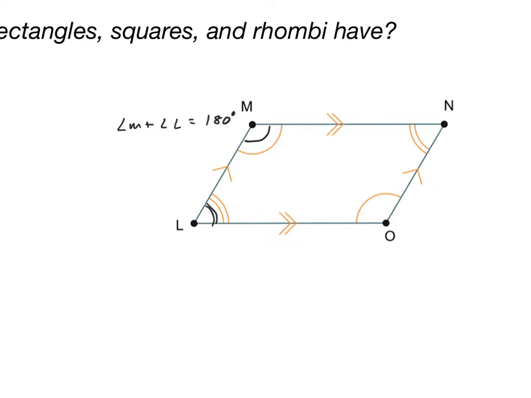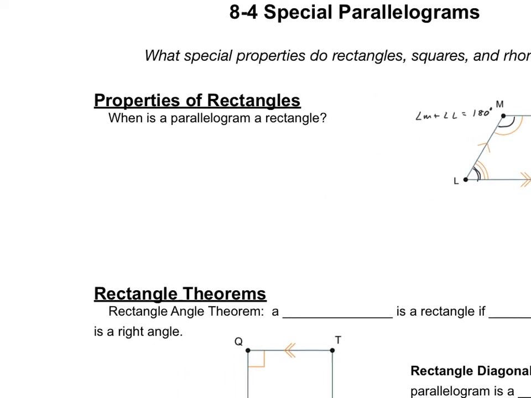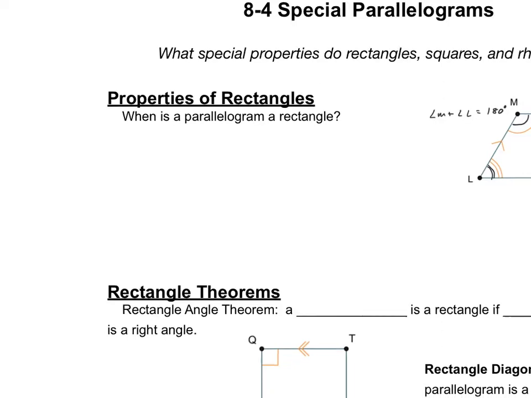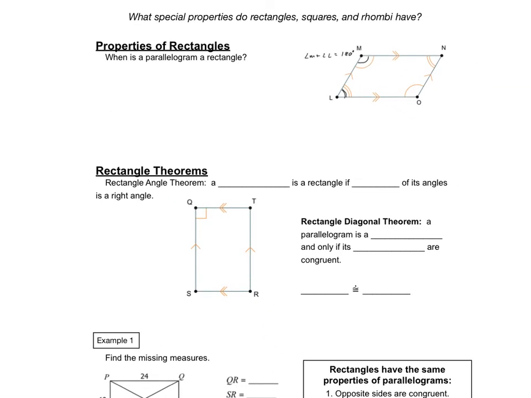Those are just some of the properties that we want to go back and think about when it comes to parallelograms, and how they now apply to these special parallelograms. All of these properties will still remain constant, but these special parallelograms are going to have an additional relationship. So the properties of rectangles: when is a parallelogram a rectangle? Well, a rectangle, we find out, is a parallelogram with 90-degree opposite angles.